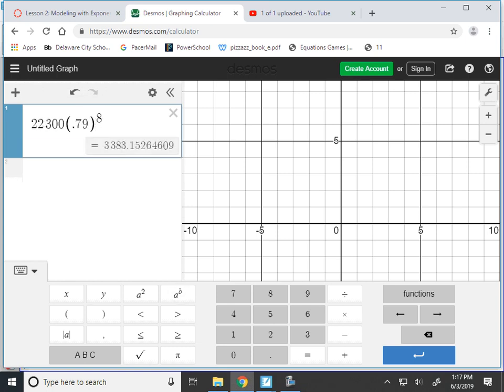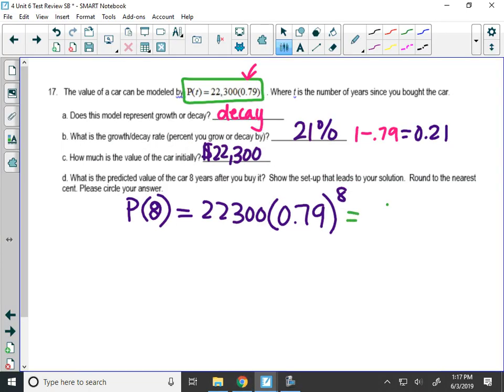And we get a value of $3,383.15. So in 8 years, your car is only worth a little over $3,300. Yep.